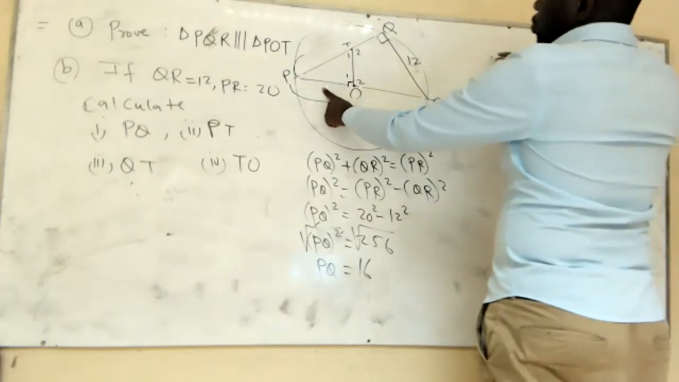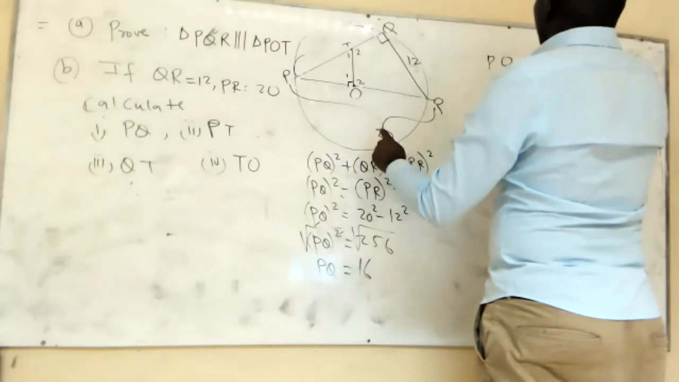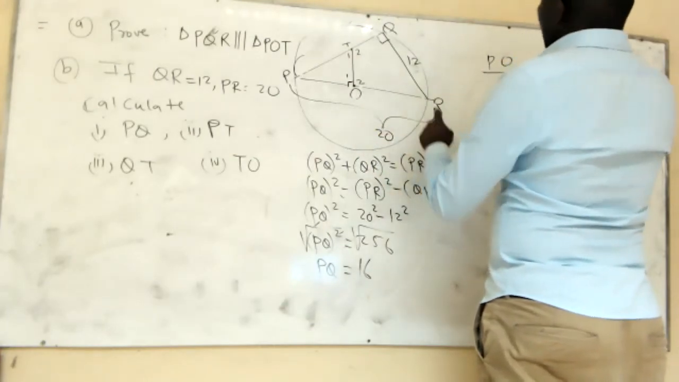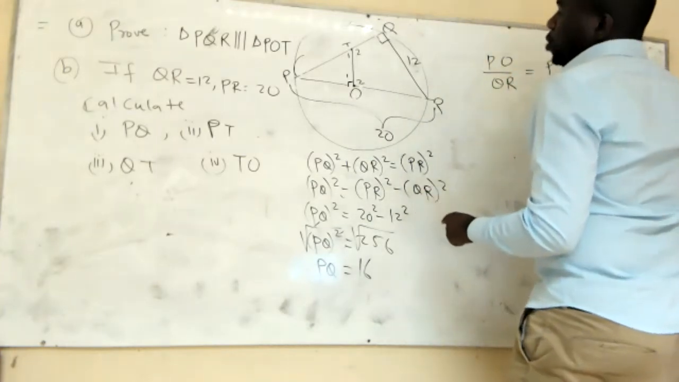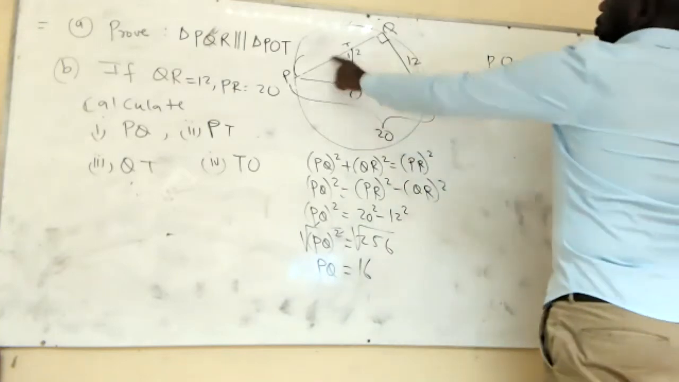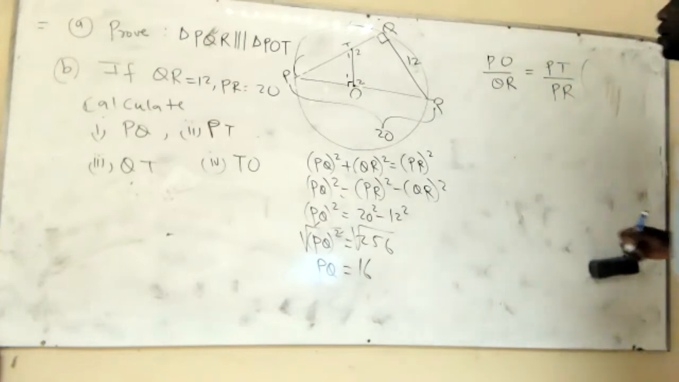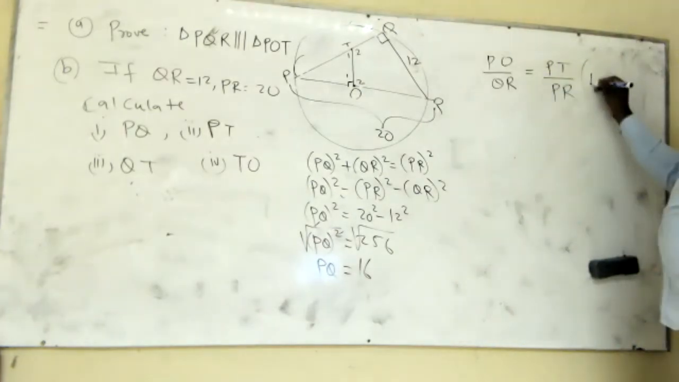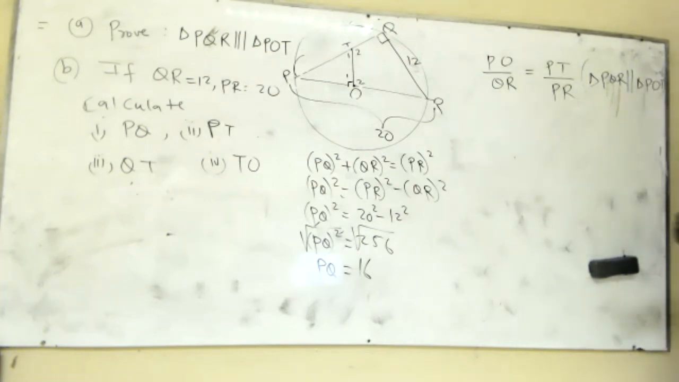So what you're supposed to do there, you say PO divided by QR equal to TP, the one you are looking for, which is the hypotenuse in this case, divided by PR. Why is this the case? Because triangle PQR is similar to the triangle POT. Ask me if you did not understand that. I will explain again.